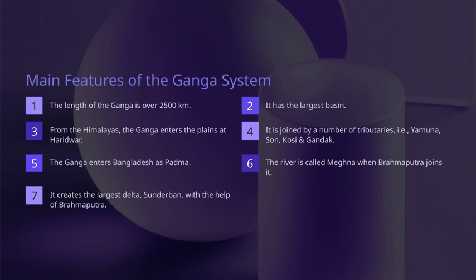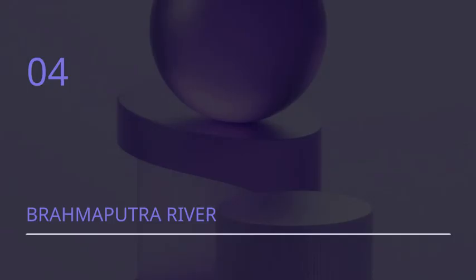Additionally, the Ganga's journey from the Himalayas to the Bay of Bengal highlights its importance not just as a water source, but also as a cultural and spiritual symbol for millions of people. Its vast basin, extensive tributaries, and the massive delta it creates are all critical features that make the Ganga a truly remarkable river system. Let's take a closer look at the Brahmaputra River.